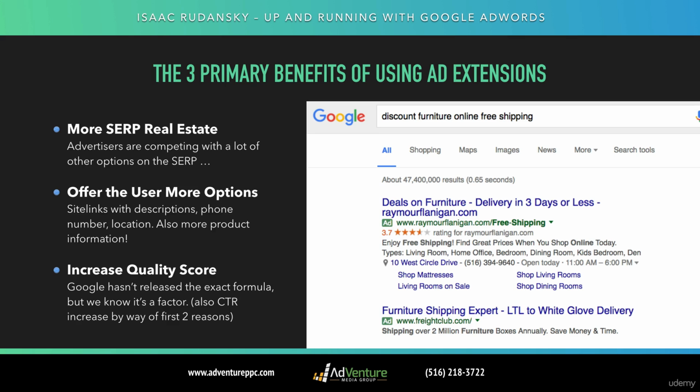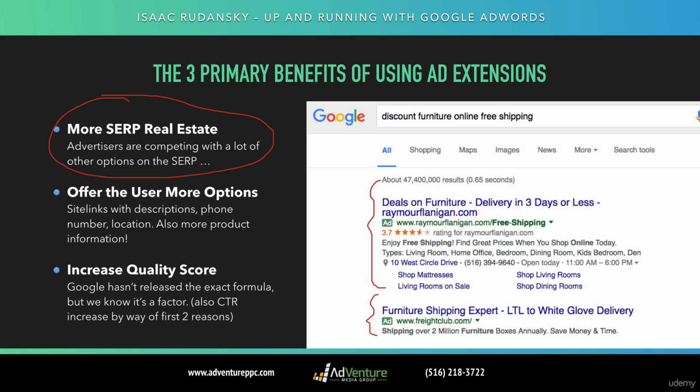You have Raymore and Flanagan, which is all of this, and then you have this little freightclub.com furniture ad over here. Notice the difference in size, right? So let's say factor number one, more SERP real estate that we've been talking about, right? This is a much bigger ad, offering the users more options.